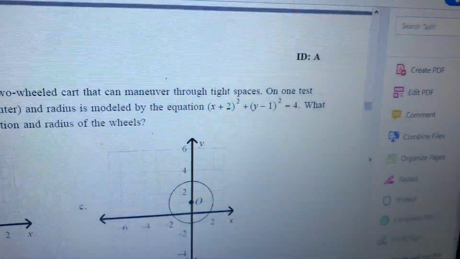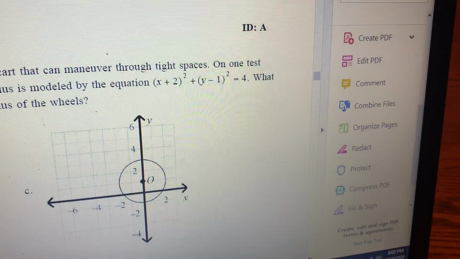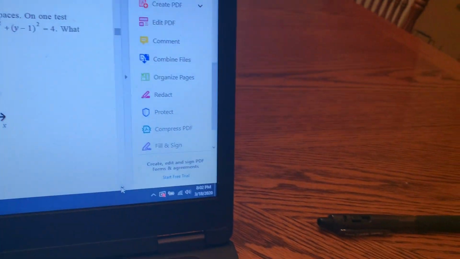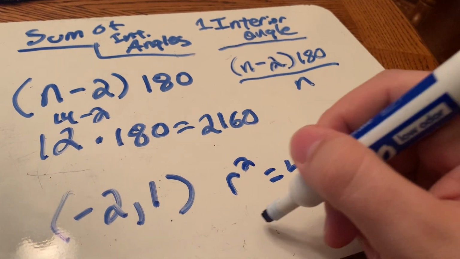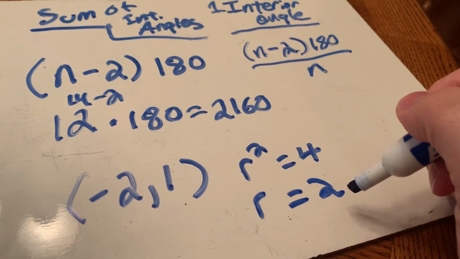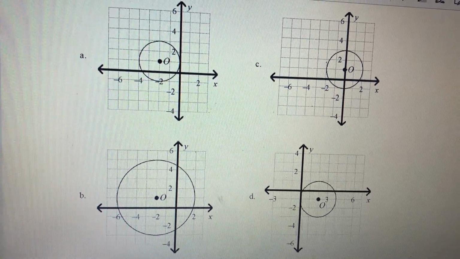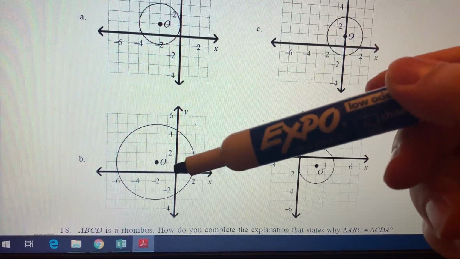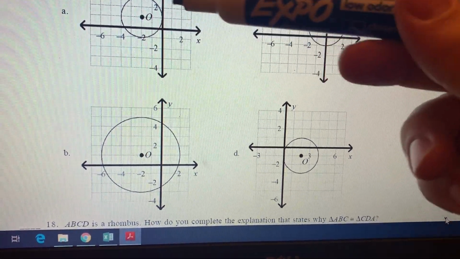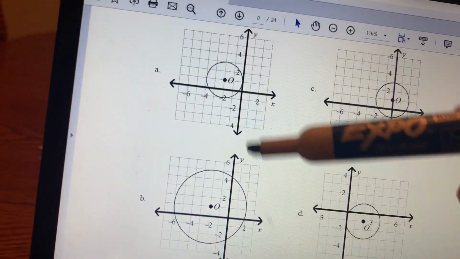So if we come back and look at it, we've got x plus 2, y minus 1. We take the opposite sign, so we really want -2, +1 as our center. And again, r squared is 4. Square root both sides, the radius is 2. So my center is -2, 1, radius of 2. If I go look at my 4 answer choices, A and B are the only ones with a center at -2, 1. But if you look at it, A has a radius of 2, B has a radius of 4. So it tries to get you to forget to take the square root. So your answer for this one is A.